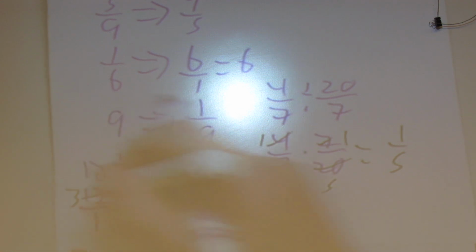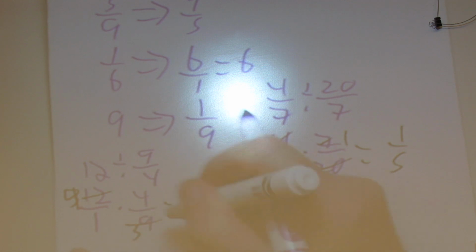So this will become a 3, or a 4. This will become a 3. So now we have 4 times 4 is 16, over 1 times 3 is 3.